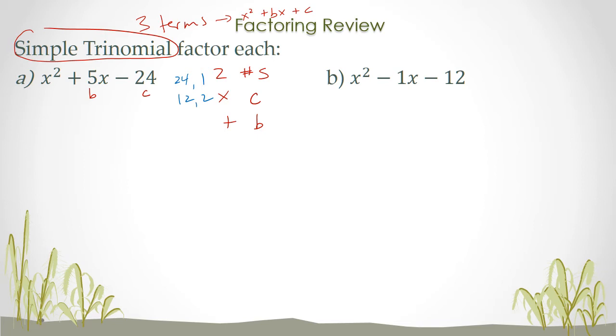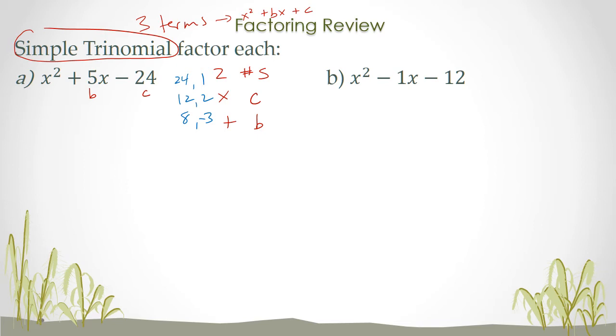3 and 8, maybe. Multiplies to 24. And anyone see how you could get 5 out of those? 8 plus 3 is 11, but what about 8 minus 3? Well, 8 minus 3, that's definitely 5, and 8 times negative 3, negative 24. Like I said, the negatives are going to take care of themselves. Because sometimes thinking of numbers that multiply to a negative number can throw some people for a loop.